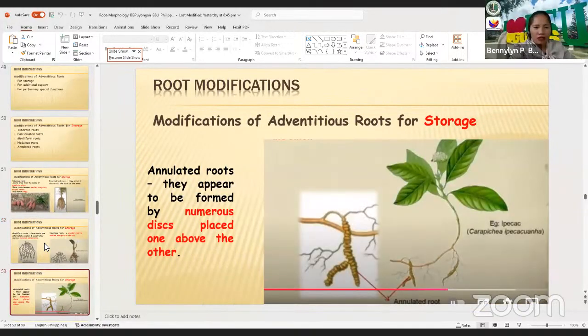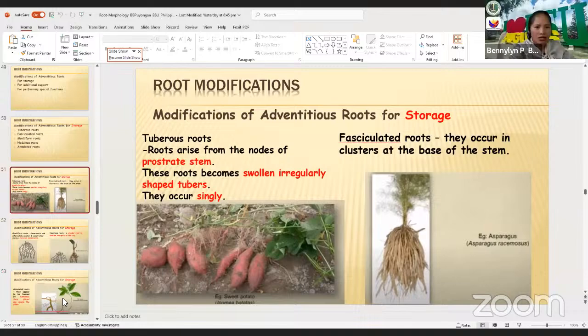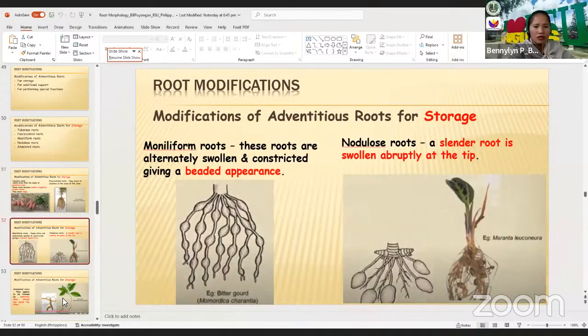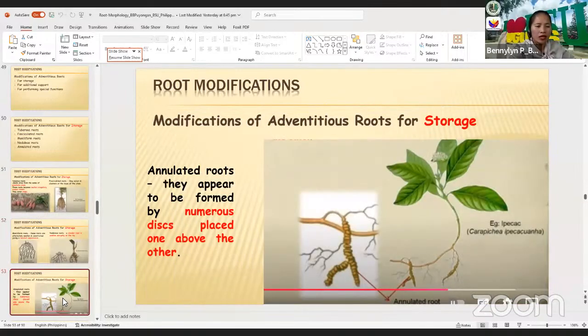For the annulated roots, they appear to be formed by numerous discs placed one above the other. So if you observe this one, Ipecac or Carapichea ipecacuanha, these roots are piled discs. So that's the annulated roots. Okay, so those are the modifications of adventitious roots for storage: the tuberous roots, the fasciculated roots, the moniliform roots, the nodulous roots, and the annulated roots.